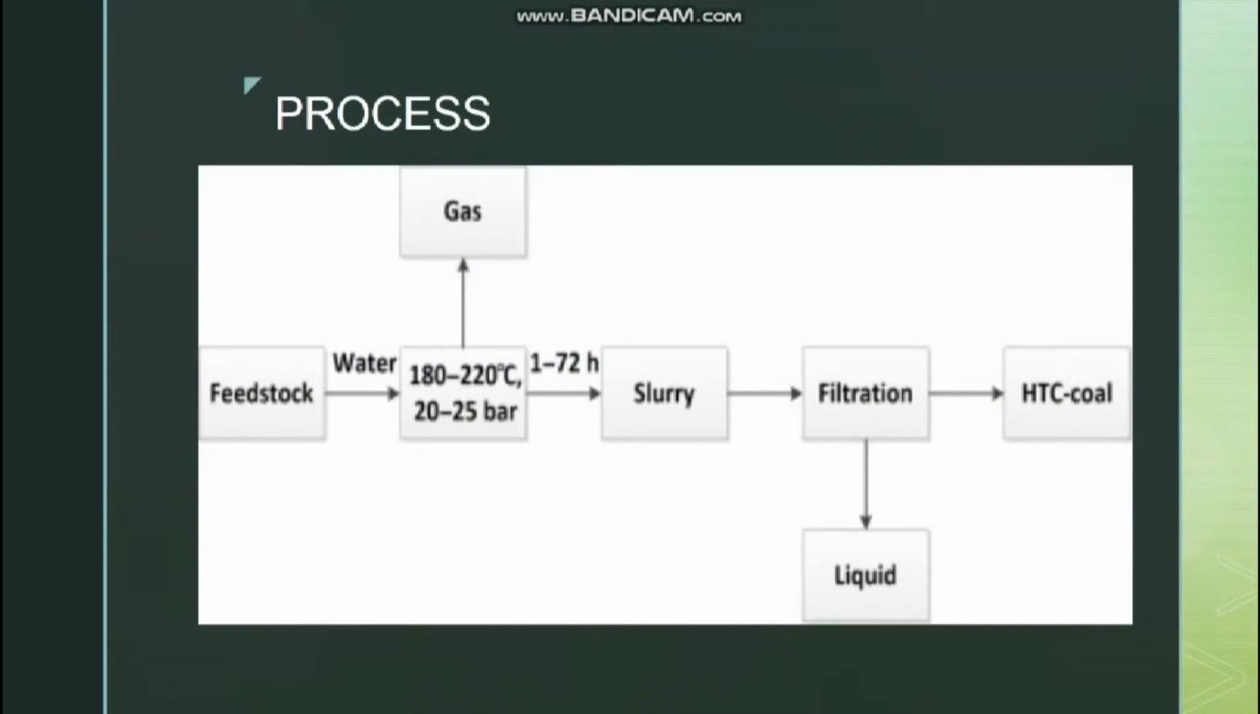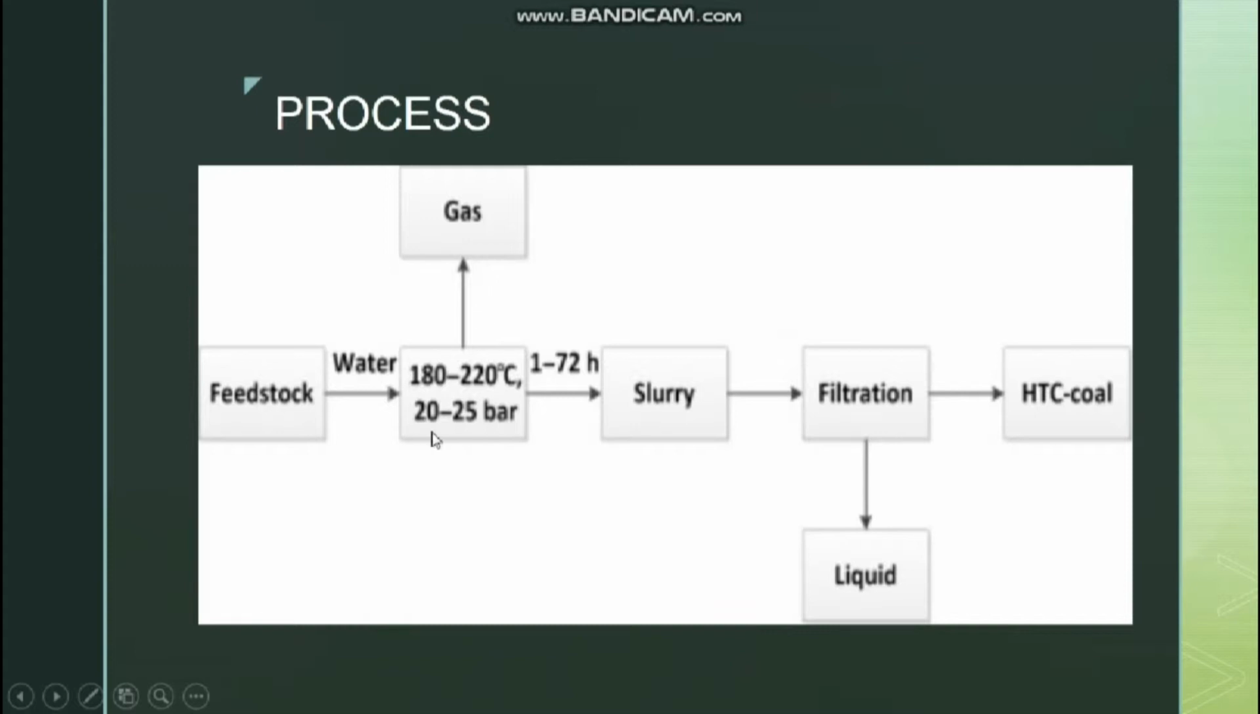Today I will present about the process of hydrothermal carbonization. Here we can see the general process of hydrothermal carbonization. At the feedstock, we put the raw material and biomass. The feedstock later will be heated with water between 180 to 220 degrees Celsius with pressure range between 20 to 25 bar. The reaction will vary from 1 to 72 hours based on the biomass that we use.